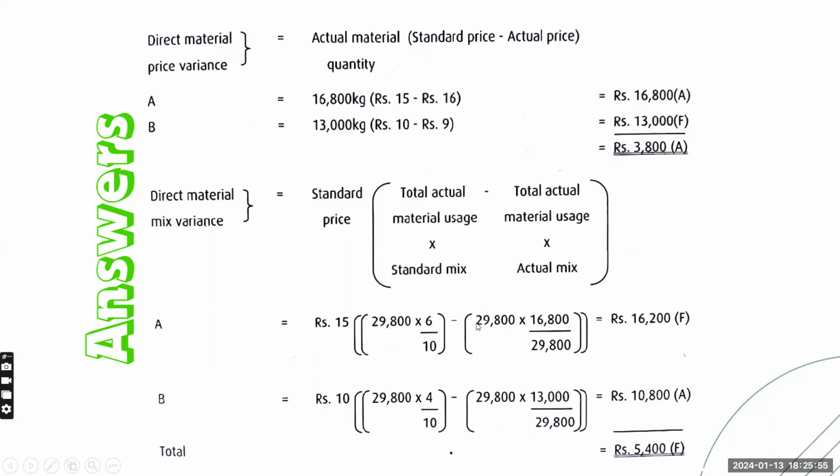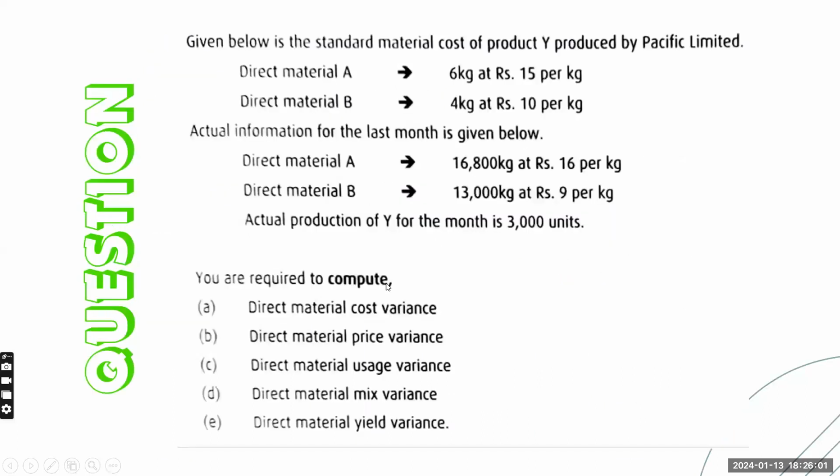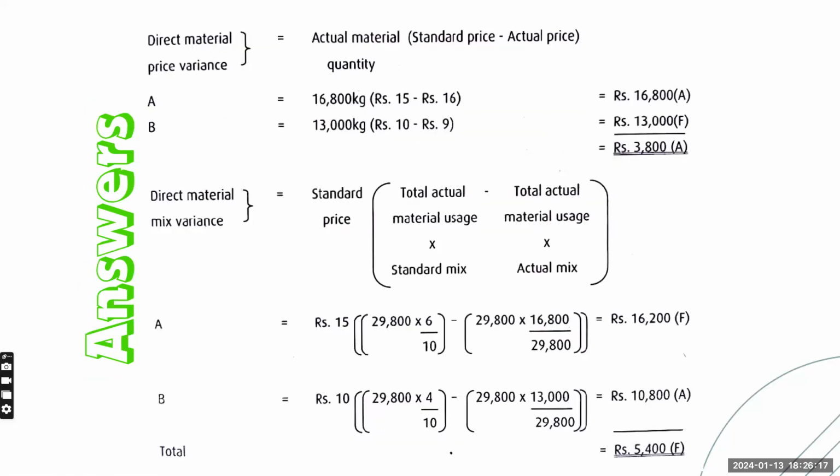Then I think total material usage actual multiplied by actual mix. How do we take the actual mix now? Actual mix of product A. The actual mix is what is given here, 16,000 and 13,000. So how do we take the proportion? You take the total of these two and then take this one as the proportion of A. That is your material A mix. See? That is how we have taken. Then you multiply and you get the answer, favorable.